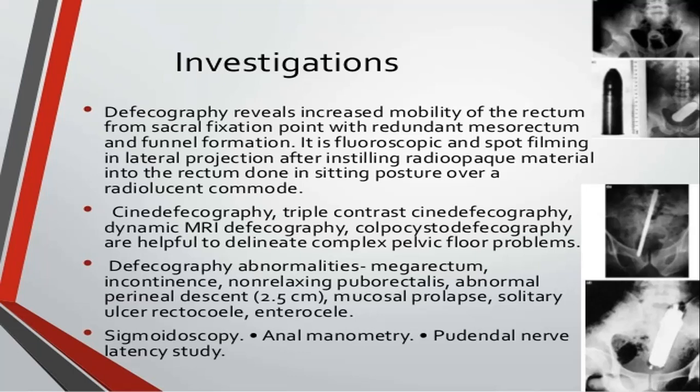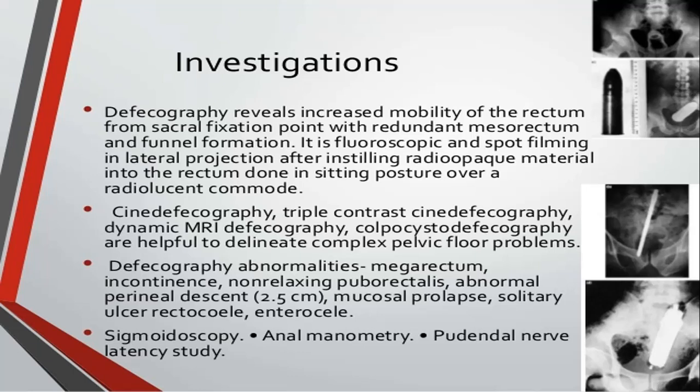So, the defecography abnormalities, the megarectum. Now, what are the defecography abnormalities? How would we do a defecography? Simply, it is a fluoroscopy. It is a fluoroscopic investigation. It applies the radiopaque contrast material, which you can see in simple X-rays, fluoroscopic X-rays.